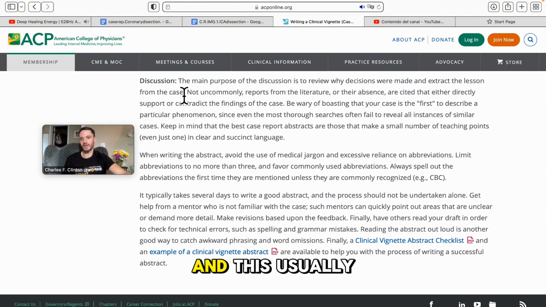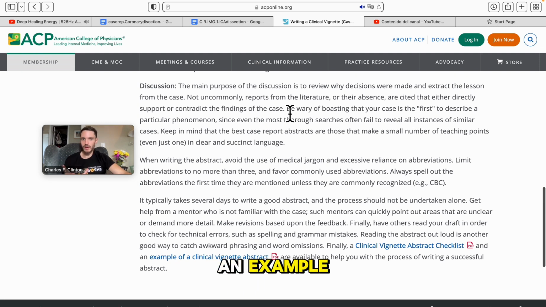Then you go to the discussion, and this usually is the most important part, because this is where all your reasoning happens. The main purpose is to extract the lesson from the case. Not uncommonly, reports from the literature, or their absence, are cited that either directly support or contradict the findings of the case. I'll give you an example. I had another case with a metastatic pheochromocytoma, which would actually be called a metastatic paraganglioma, based on the location this tumor was in.